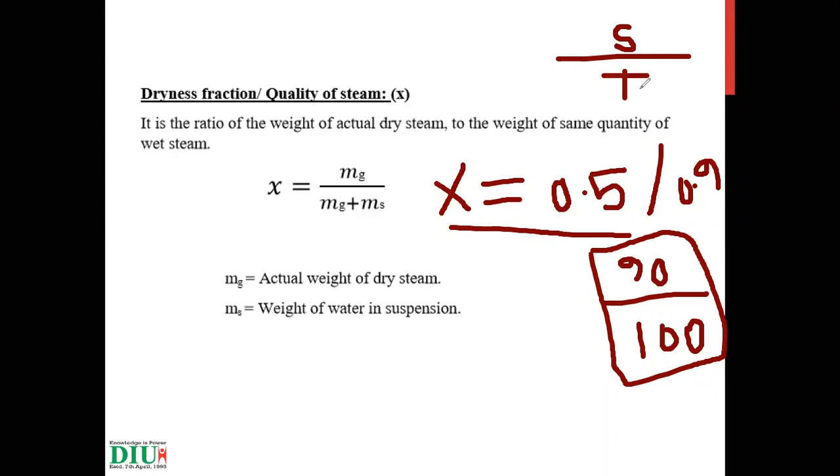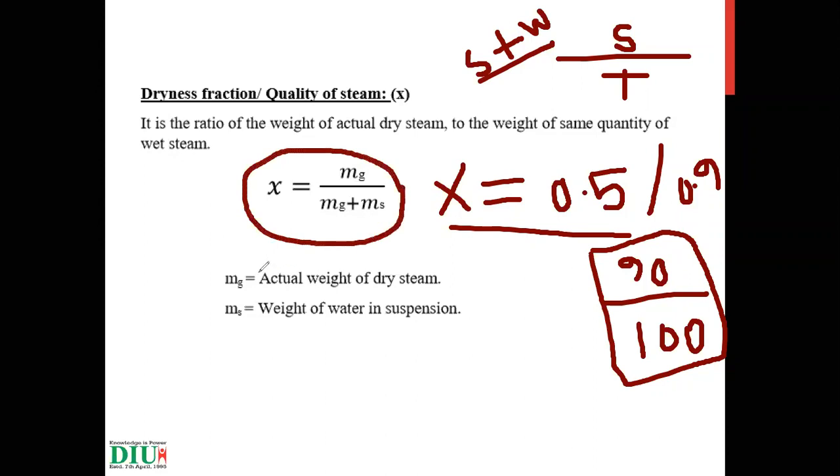The total water we took can also be described as the amount of steam generated already and the amount of water left. That is the equation here. It is written as mg equals the actual weight of dry steam and the weight of water in suspension, that is, the weight of water left. But we can define it this way also: dryness fraction is the parameter that defines how much steam has been generated from the overall weight of the water.